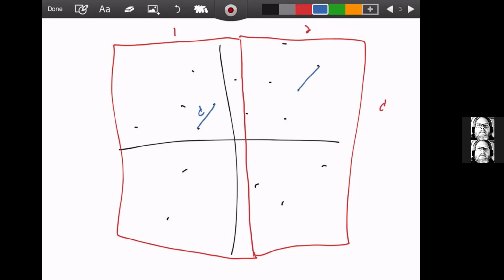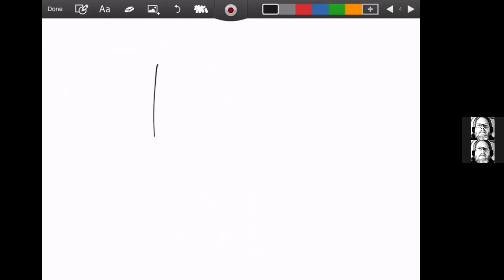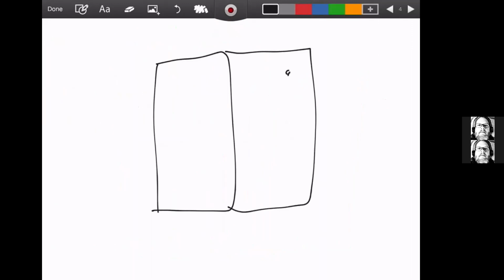So we have the smallest of these two subgroupings, but we now have to go through and put in a strip on either side of this dividing line that is 2D wide. So D here and D here. What you're concerned with there, let's take a close-up of that. Again, you've got a bunch of points over there, a bunch of points over there, and you've got this one and this one being the closest, and this one, that one.